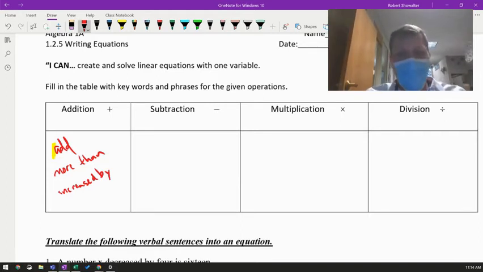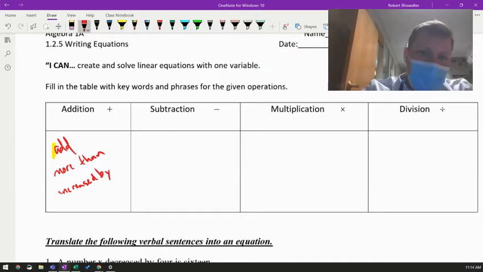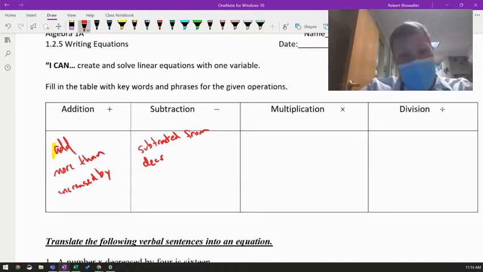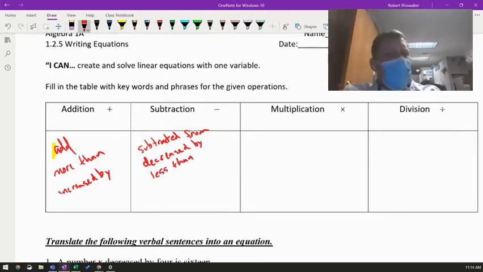People are like that. And it gets a little wonky with subtraction, right? So subtracted from, somebody could say, or decreased by, or less than can kind of be weird because then that's like an inequality, if you know what that is. Or decreased by, less than. I think I'm missing some, but we'll come back to those.